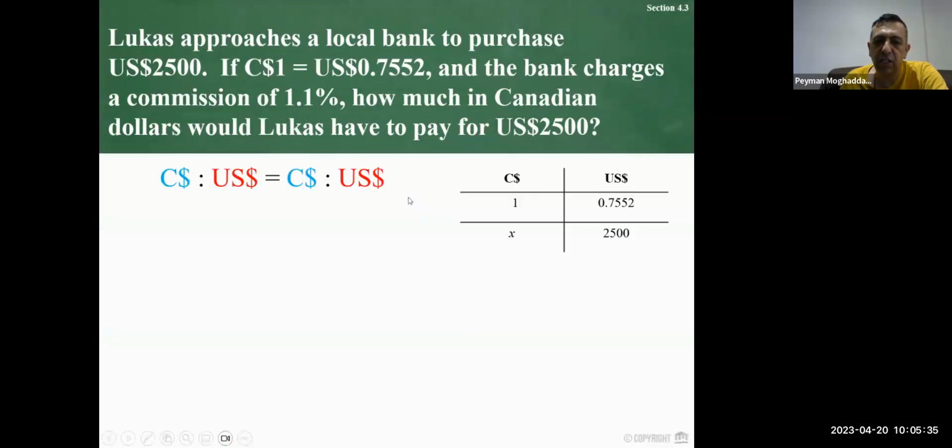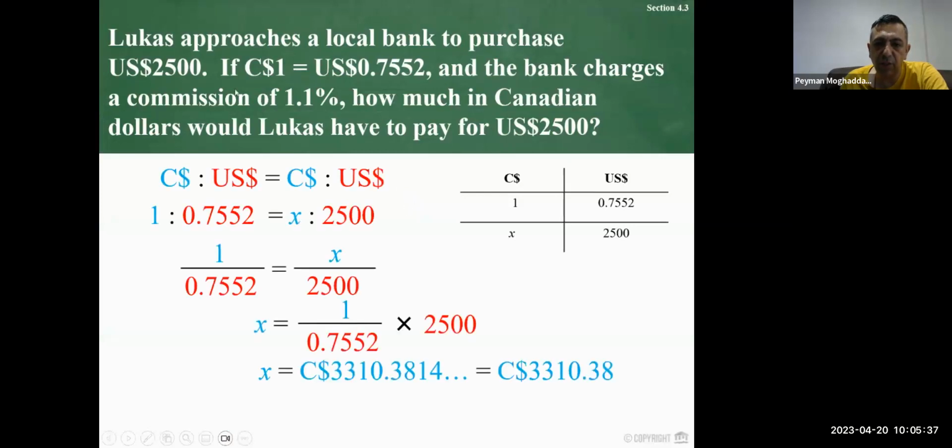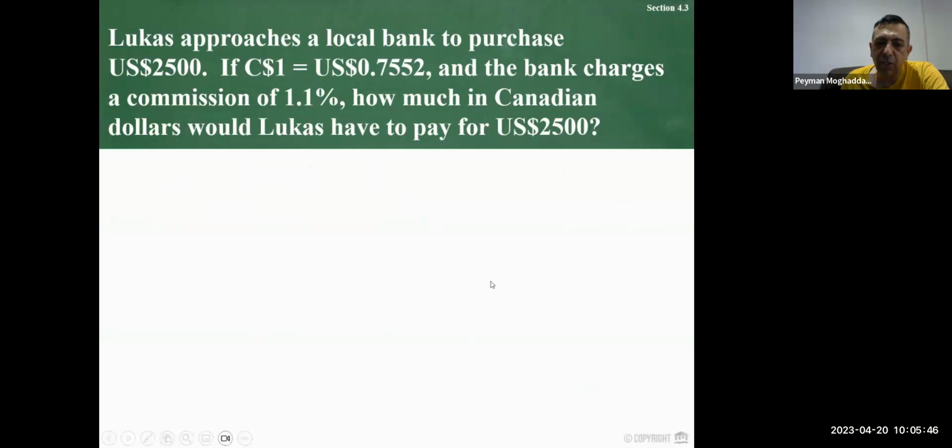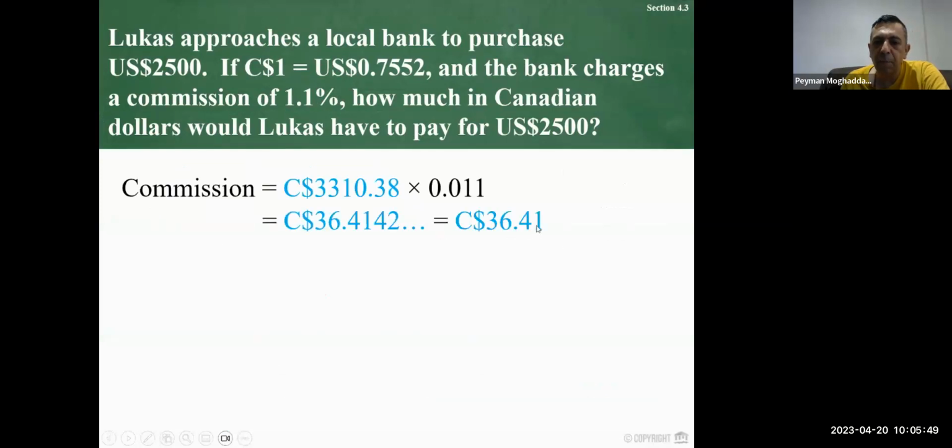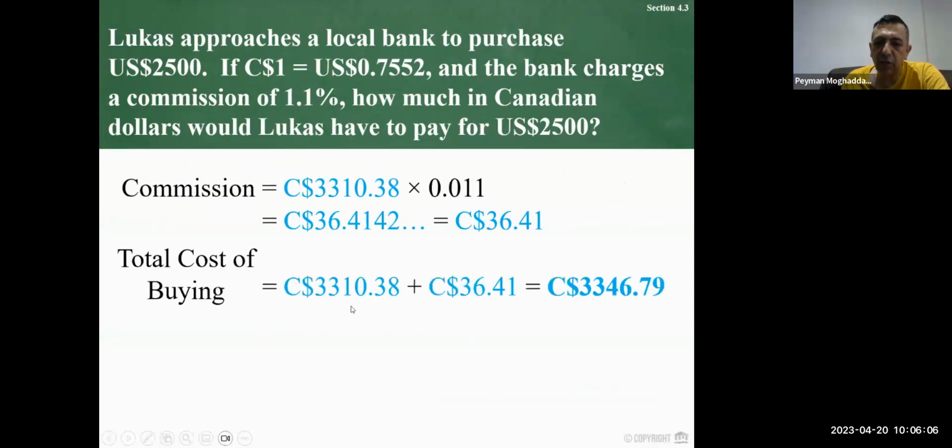So let's do that. 2,500 divided by this number gives us 3,310.38 Canadian, and then the 1.1% commission on that. You know how to convert 1.1% to the real number, right? It's 0.011 multiplied by this amount, which gives 36.41 commission. The commission is added to the number we found for the conversion. That's the total number of Canadian dollars that Lucas had to pay to have $2,500 US.